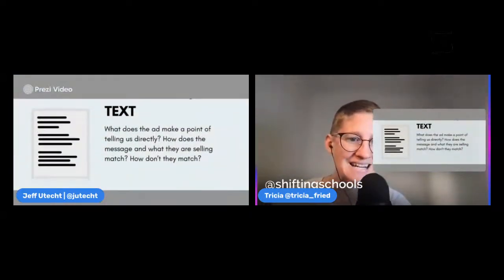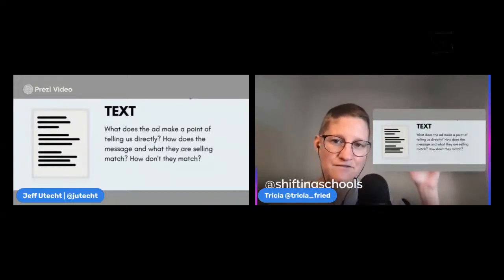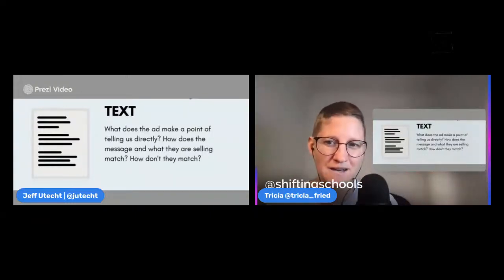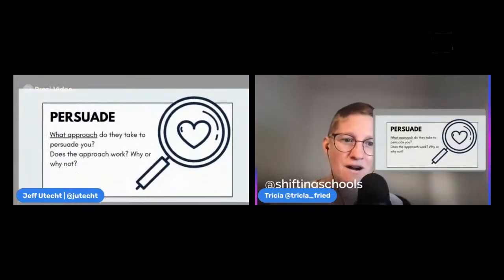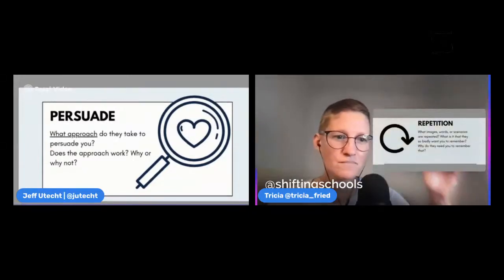Thinking about the text. How is text being used? What is it that the advert is telling us directly? What aren't they telling us directly? How are they trying to persuade us? What approaches are they trying to use and why?